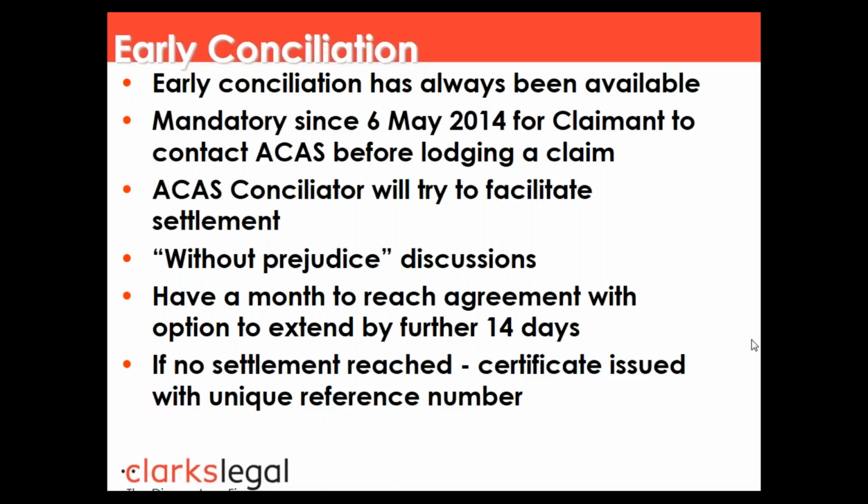The certificate itself has a unique reference number which the claimant will need to quote if they proceed to lodge a claim. If conciliation is not attempted, or it's attempted but is not successful, and a claim is subsequently presented by a claimant, the parties to the claim may still use the services of ACAS to try and reach a settlement. And I will comment more on the settlement a bit later on.